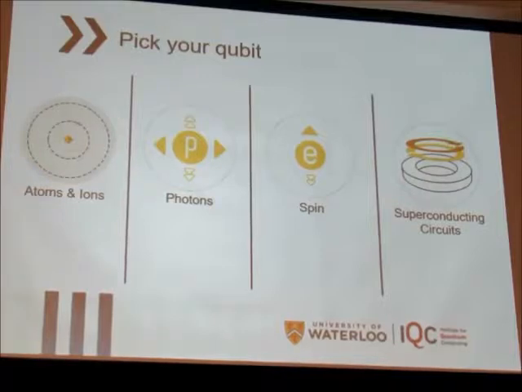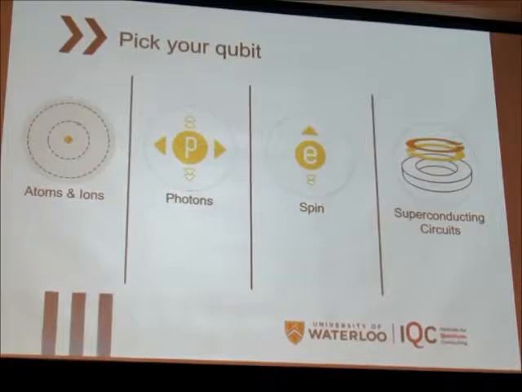And there are four main systems that you can think about. One would be atoms and ions. So you take a charged particle, you trap it using electrodynamics, using what's called a linear Paul trap. You kind of put it in one spot. It's actually moving around a little bit, but effectively you put it in one spot. And then you're able to control its energy state. So that's really thinking about the energy of that electron.